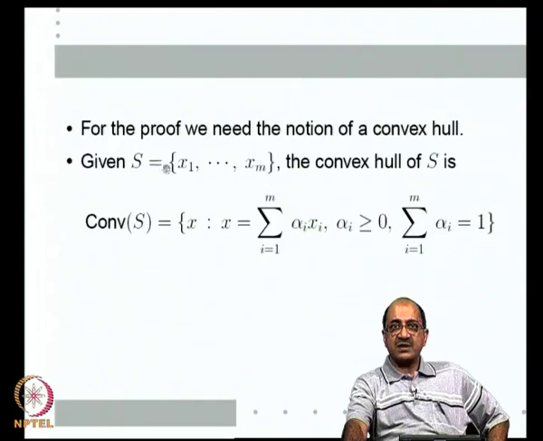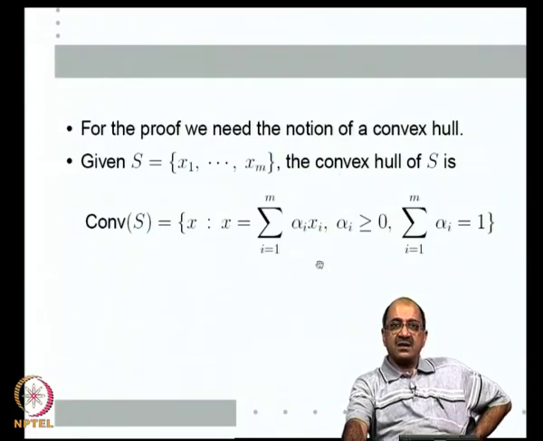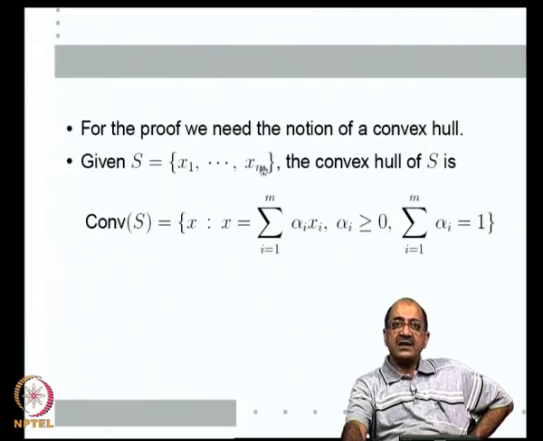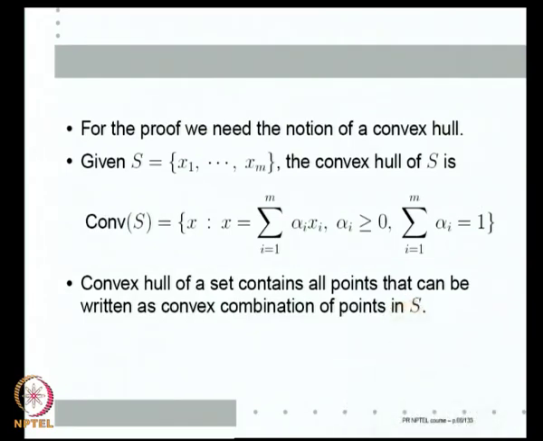So, given any set of vectors x1 to xm and a set of scalars alpha_1 to alpha_m, where the scalars satisfy alpha_i greater than or equal to 0 and summation alpha_i is equal to 1, the vector summation i equal to 1 to m alpha_i x_i is called a convex combination of these points. Given points x1 to xm, summation alpha_i x_i is called a convex combination of x1 to xm if the scalars alpha_i satisfy these two conditions. So, a convex hull is nothing but the set of points that can be written as a convex combination of points of S. Given a set S of some finite points, the convex hull of S is the set of all points that can be written as a convex combination of points of S.